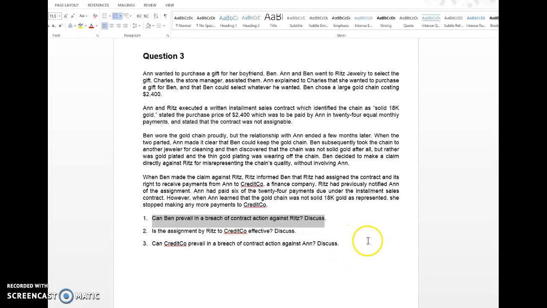What I often find is that I have seen people waste a lot of time on these essays, especially on the first year law students exam. When they read their calls of the question, they go through all the different calls, 1, 2, and 3. Then they start writing. Oftentimes you'll have somebody who will start with 1. Can Ben prevail in a breach of contract action against Writs?